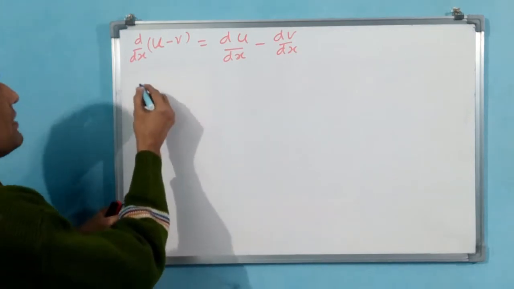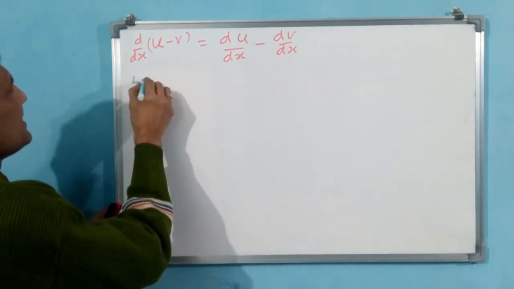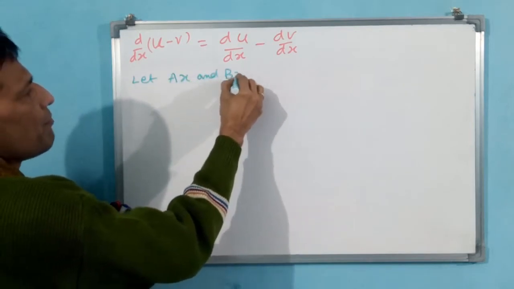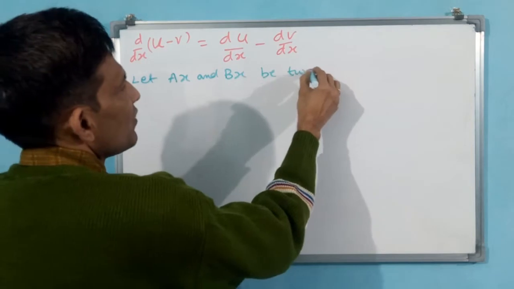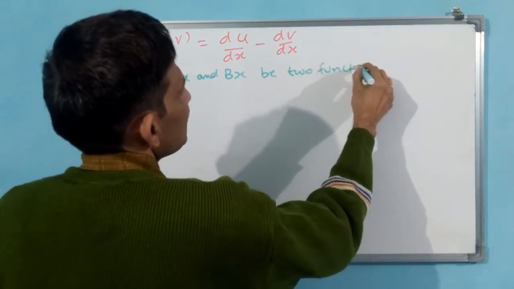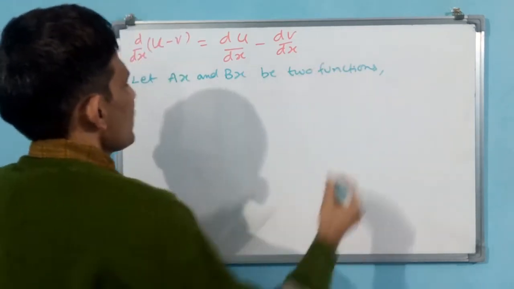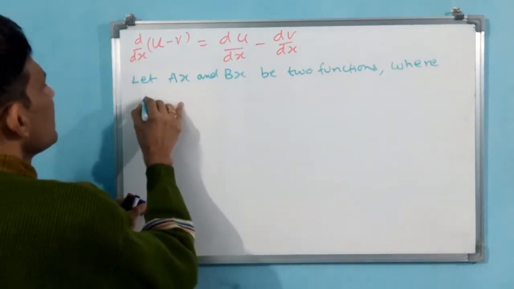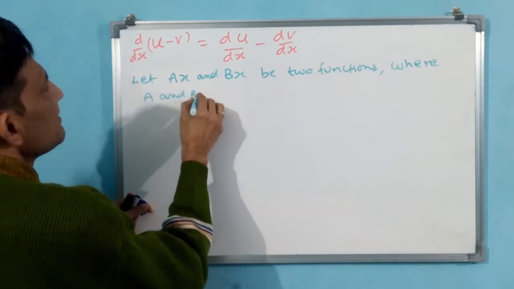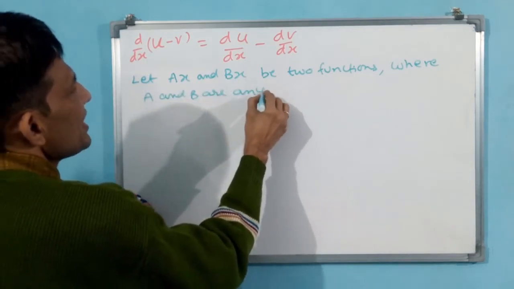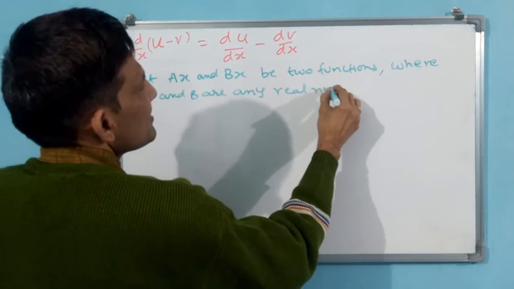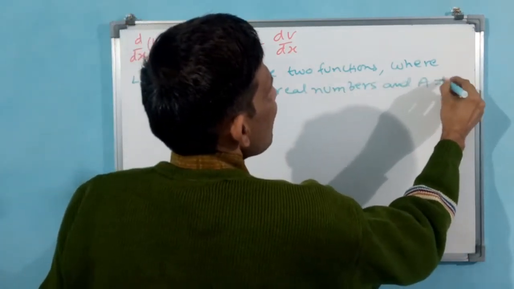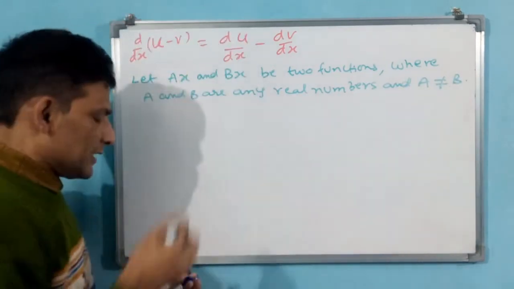Okay, see what I am taking now. Let Ax and Bx be two functions, where a and b are any real numbers and a is not equal to b. Okay, that you keep in your mind.